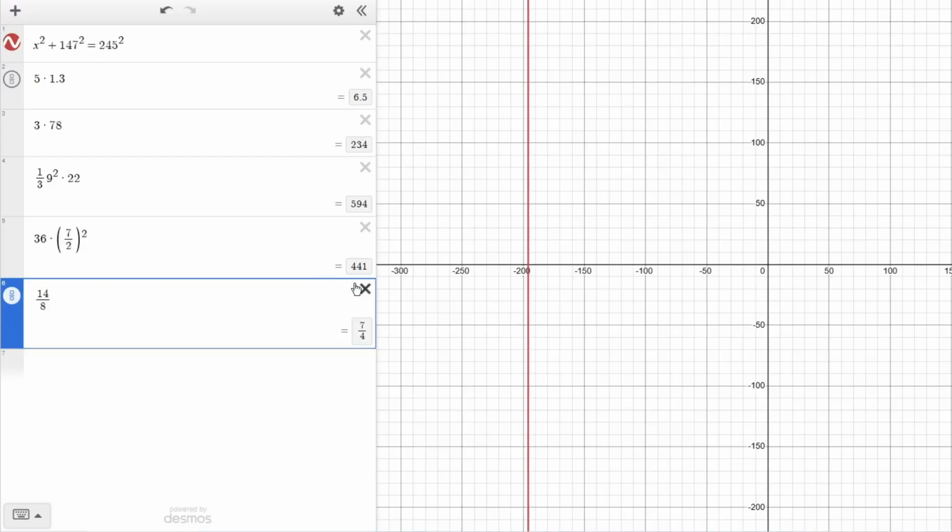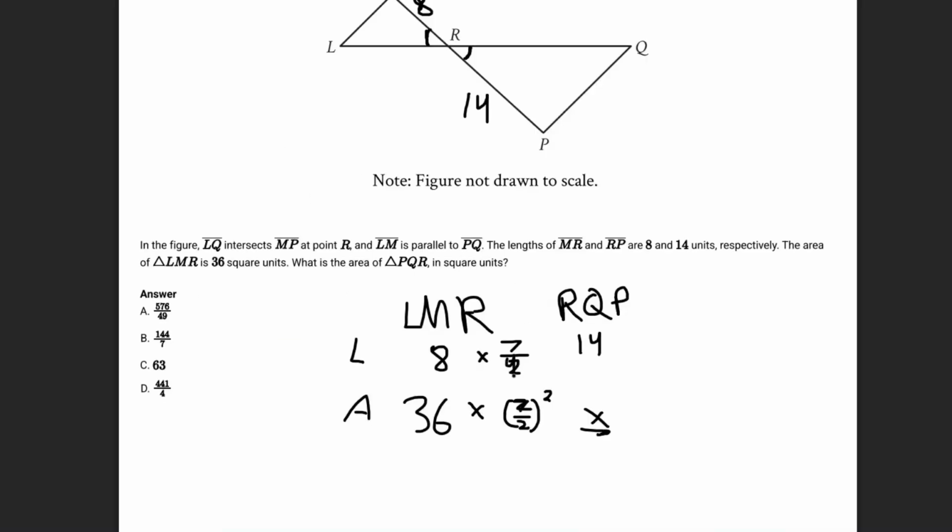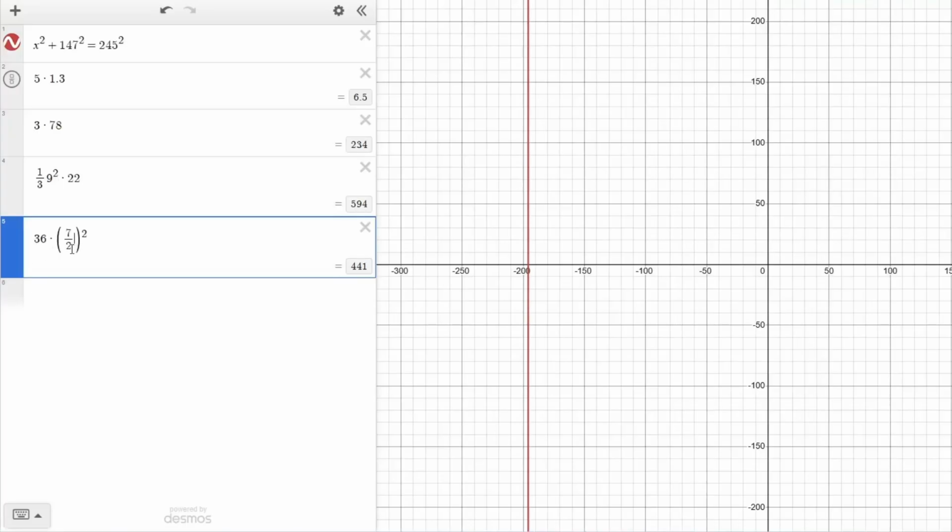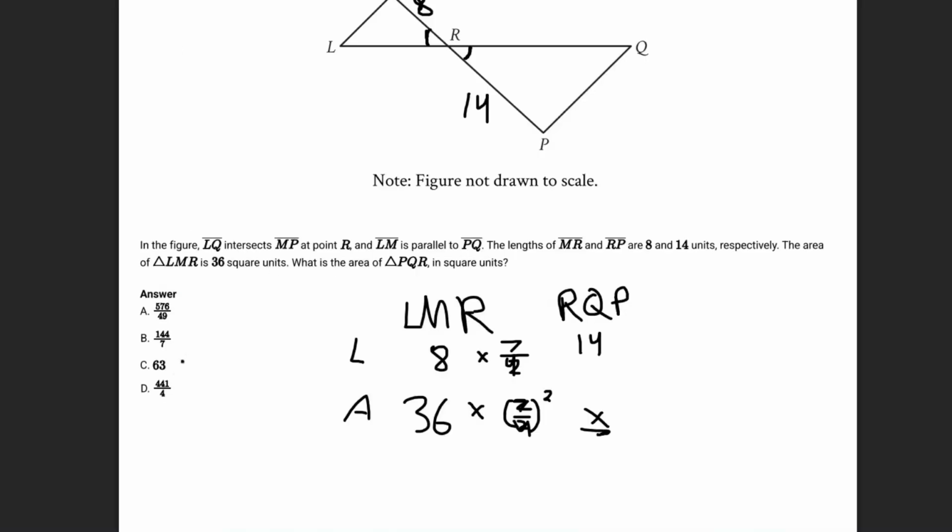Oh, it's 7 over 4, not 7 over 2. That's what I did wrong. The factor is 7 over 4 because 14 over 8 simplifies to 7 over 4, not 7 over 2. So just change this from a 2 to a 4, and then you get 441 over 4. So the answer is D. That's not bad.